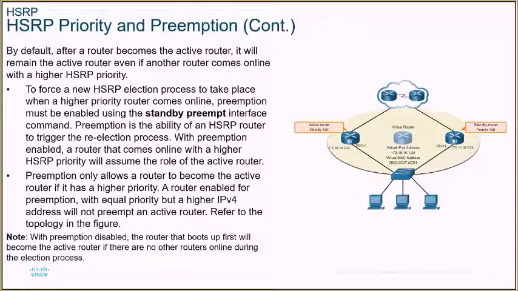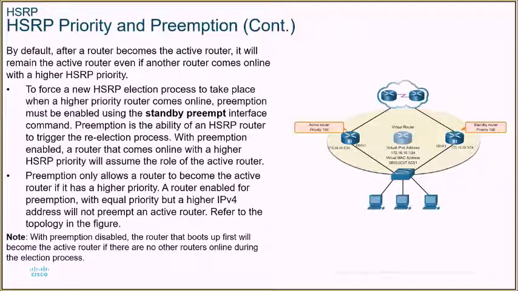So by default, after a router becomes the active router, it will remain the active router even if another router comes online with a higher priority. To force a new HSRP election process to take place when a higher priority router comes online, preemption must be enabled using the standby preempt interface command.